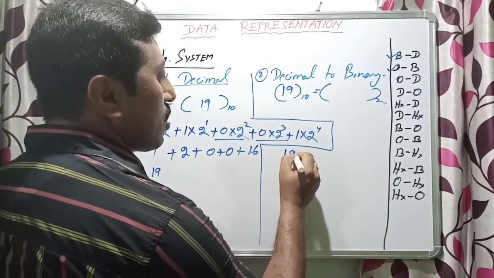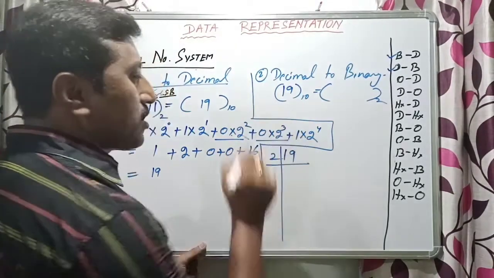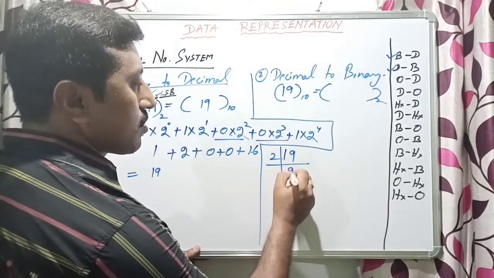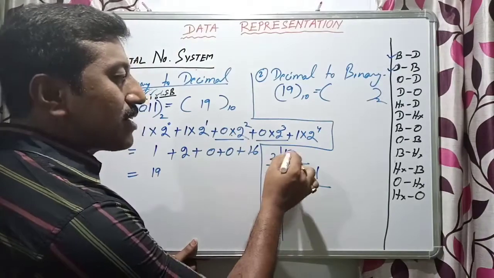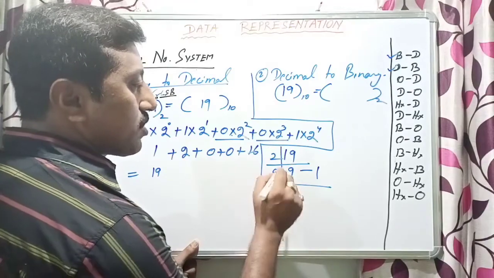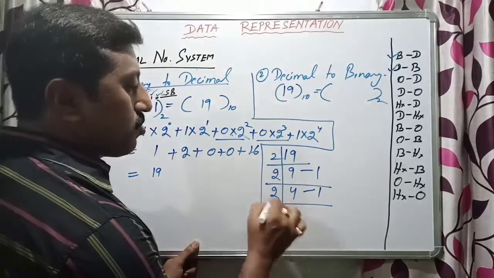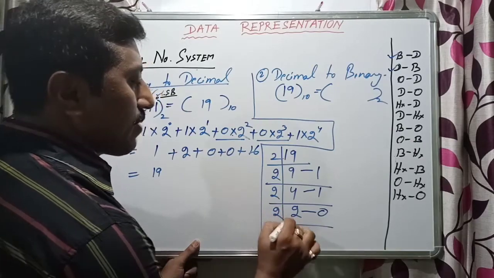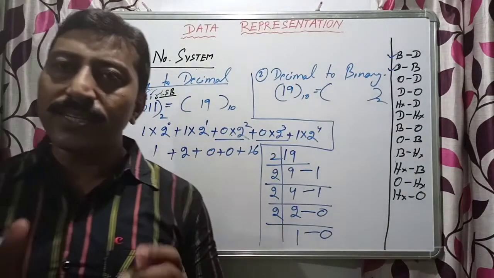But how to do this? Whenever we write 19 here, divide it by 2. 2 into 9 is 18, 19 minus 18, so the remainder will be 1. I am writing 1 here. Then again divide by 2: 2 into 4 is 8, remainder will be 1. Then again divide by 2, remainder will be 0. Again divide by 2, 2 into 1, remainder will be 0. If 1 comes at the last, then after that we leave it.